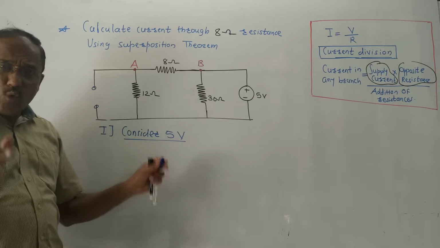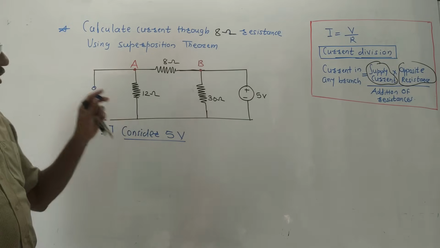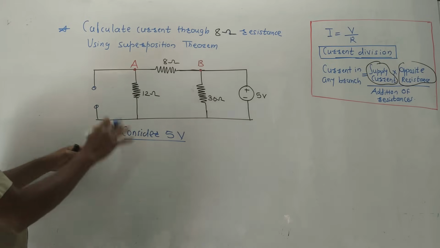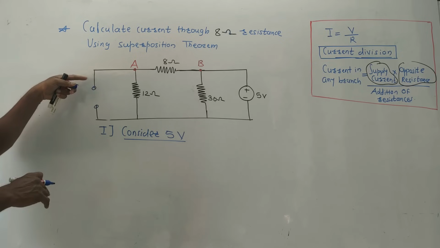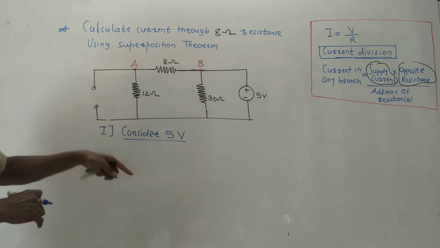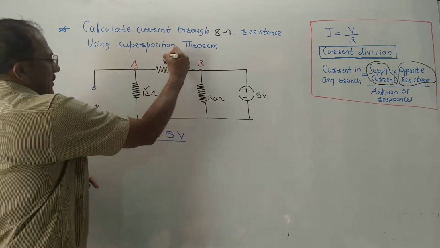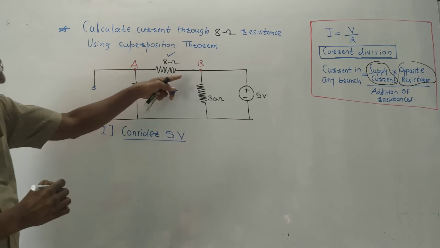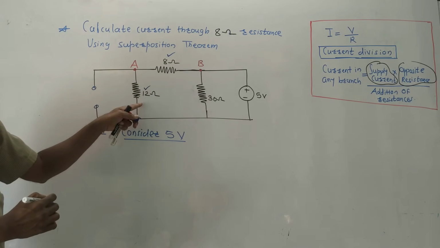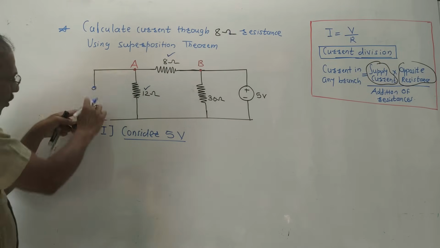We'll calculate the total resistance of the circuit. How to do it? See, this is open circuited. As I said, due to open circuit, no current will flow through this. Now look at these two resistances, 12 ohm and 8 ohm. They are in the same wire. Keep in mind, this is open circuit.